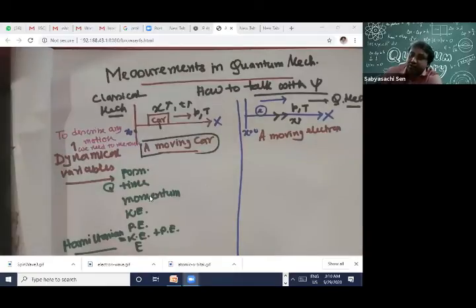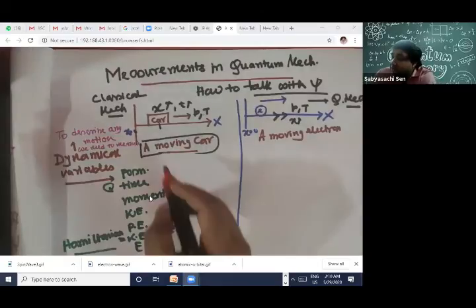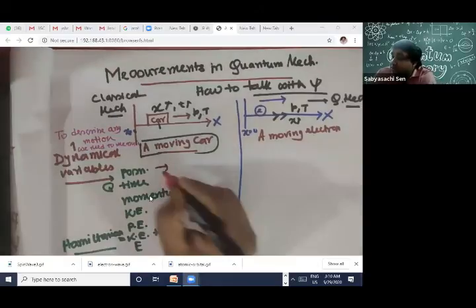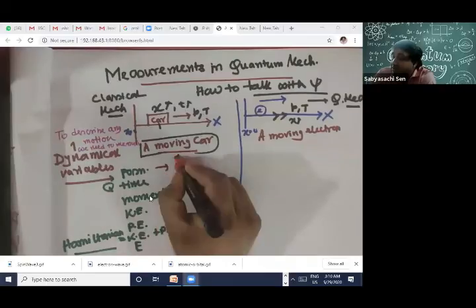Then I will slowly show you how the technique changes into the quantum world. Okay, that will be easier for you to understand. So what you did in classical physics, first you represented some symbols to represent these variables.